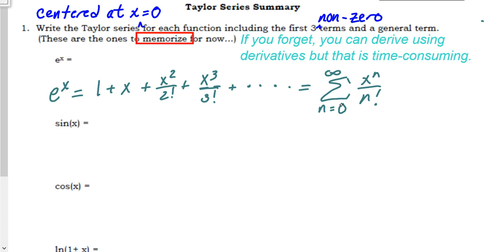Okay, remember that sine is an odd function, cosine is an even function. That might help you with the next 2. Okay, now for sure, actually pause and write the other 4.